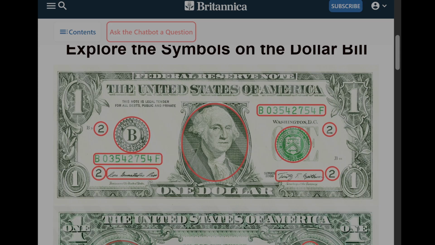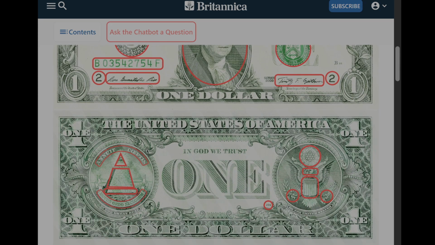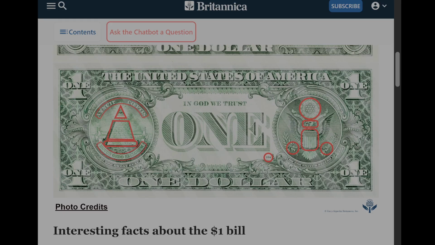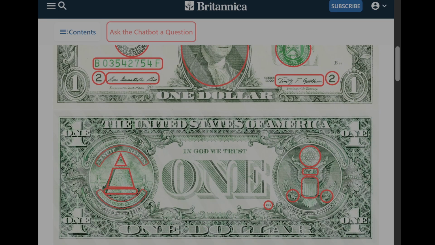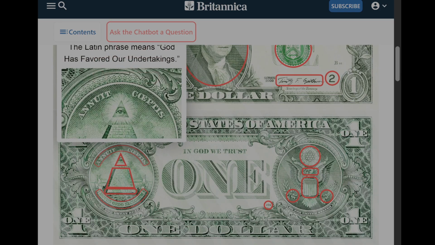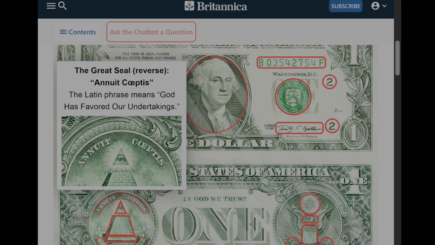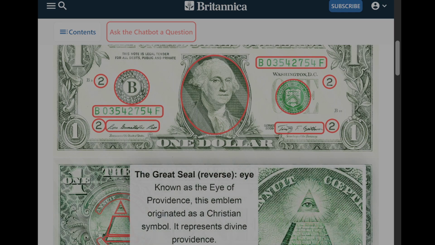Okay, let's go to the back of the bill. Here, back of the bill. The Great Seal reverse. Annuit Coeptis, a Latin phrase that means God has favored our undertaking, as you can see there. All right, move to the next part.